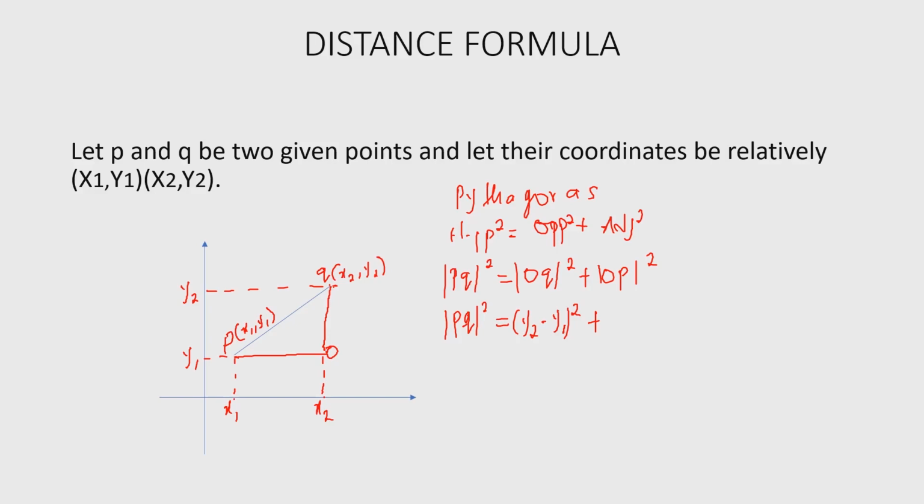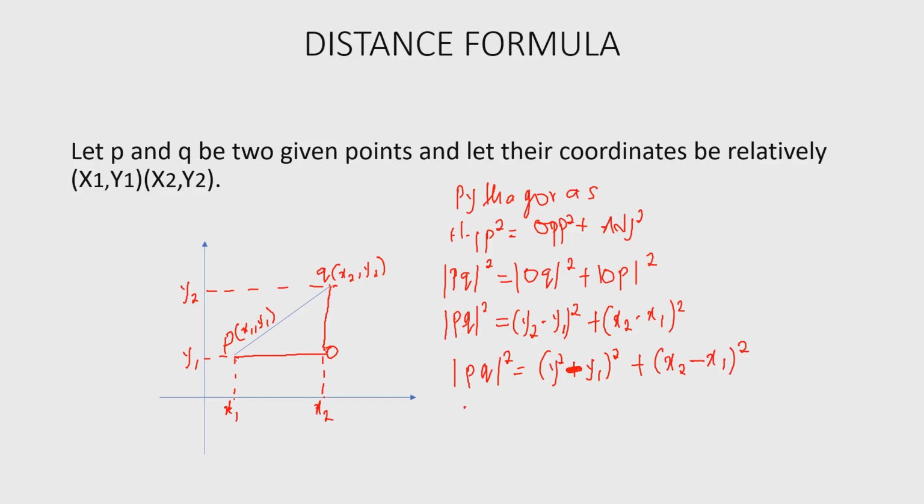So for you to get the distance between this point and this point, you are simply going to subtract this one from this one. So it's going to be x2 minus x1 squared. Which means PQ square is equal to y2 minus y1 squared, then plus x2 minus x1 squared. So what am I going to do? I'm going to take the square root of both sides.